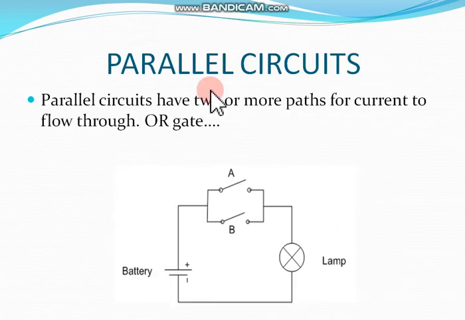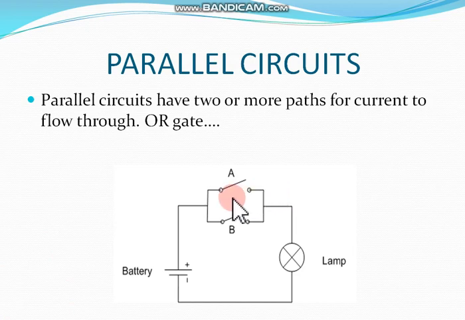Then the next type of circuit is the parallel circuit. Now with parallel circuits, they have two or more paths for current to flow through. And when you think of a parallel circuit, think of an OR gate, okay? It's equivalent. So this here is a circuit, and as you can see, as the name suggests, a parallel circuit, we have two switches there. They are parallel. Since it has two or more paths, as you can see, power can still go through.